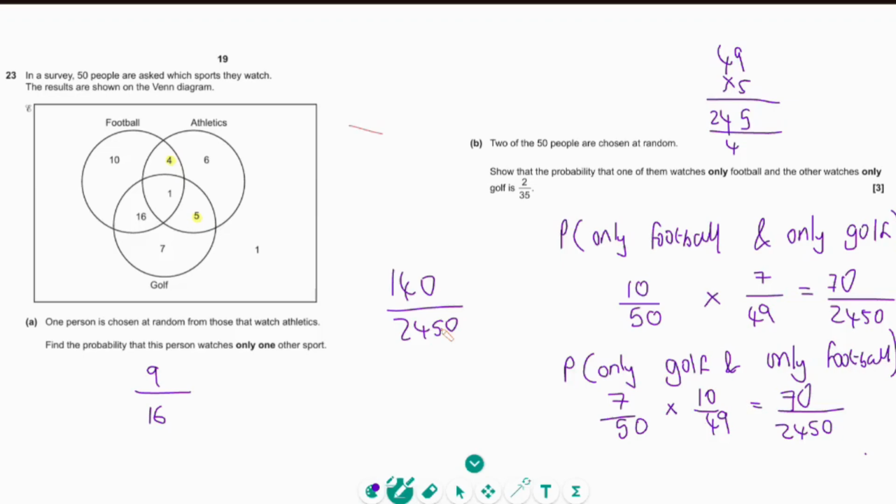So what do we have here? Let's have a look. Well, I could have simplified these first, might have made it easier. Actually, I don't want to simplify this. What I'm going to do is, if I simplify 10/50, it'd be 1/5 times 7/49, which would be 1/7, which gives 1/35. This is a much easier way of doing it. 1/35 and 1/35, 2/35. So I've shown it. And that's the end of the paper.